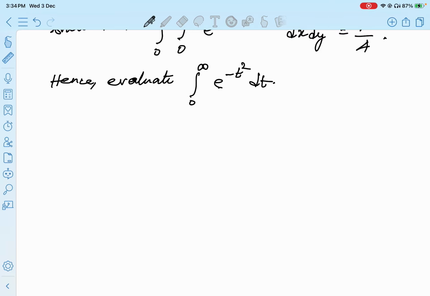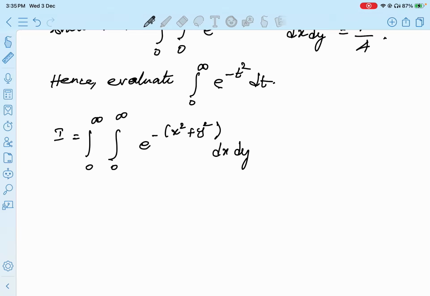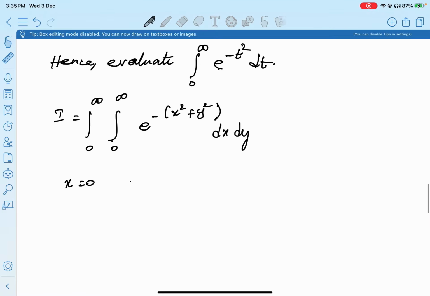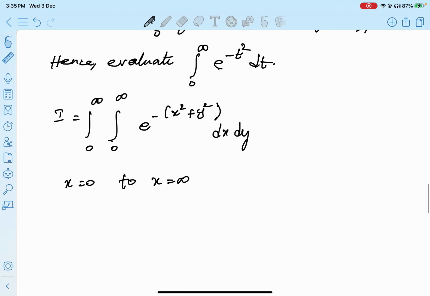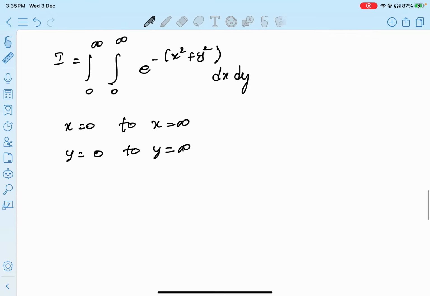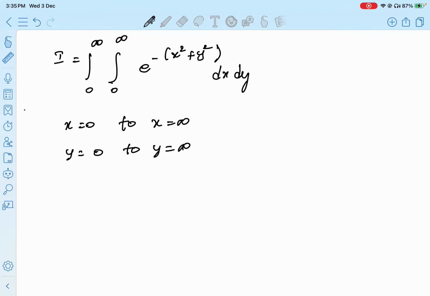Now let's start the problem. I equal to the integral from 0 to infinity of e power minus of x square plus y square into dx dy. So x goes from 0 to infinity, and similarly y goes from 0 to infinity. For both integrals we have the same limits. So using this, we can draw the image. This is given in the Cartesian form. After this, we have to find the polar form. Now we can draw the image.